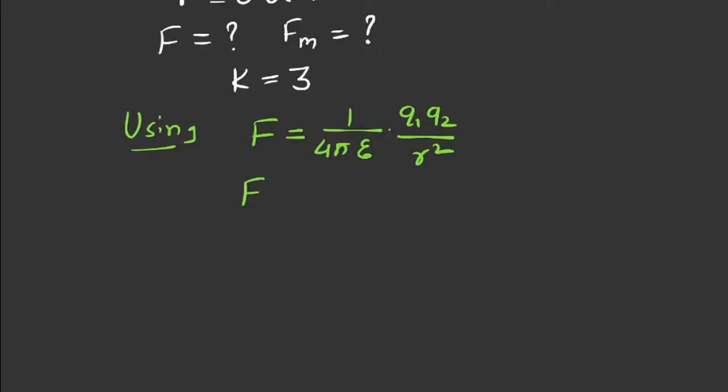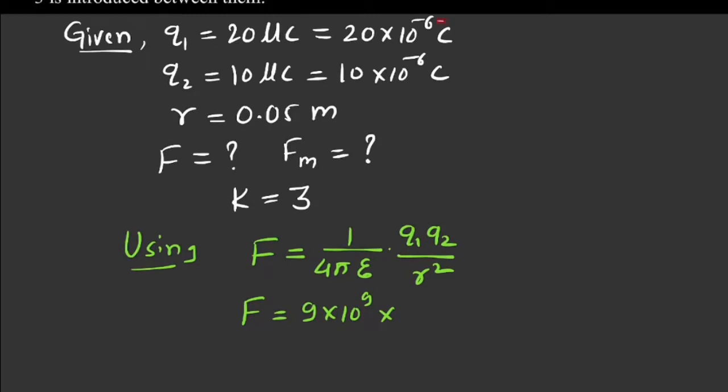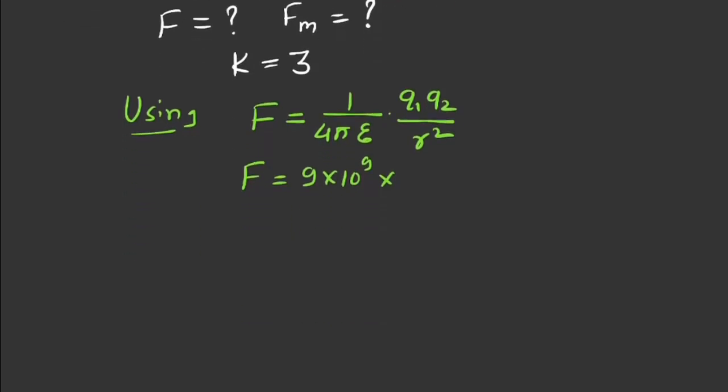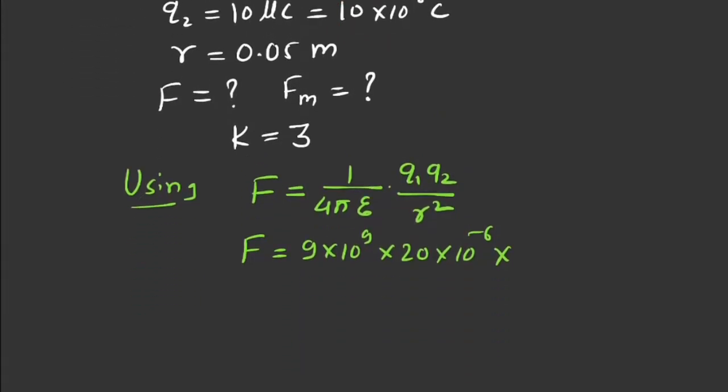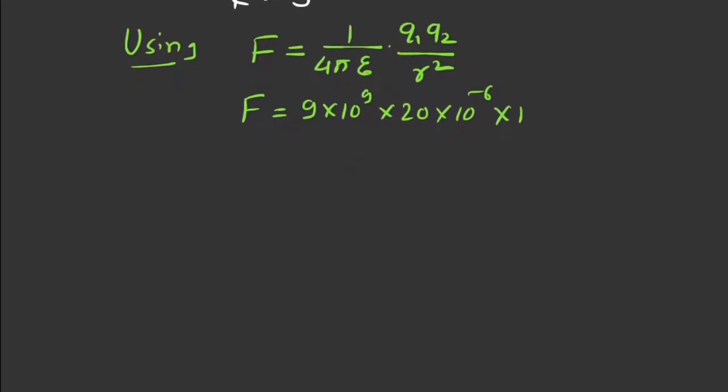Now let us calculate. What is the value of 1 divided by 4 pi epsilon naught for air? It is approximately 9 into 10 to the power 9, into Q1. Q1 is 20 into 10 to the power minus 6, so let us put that value, into Q2. Q2 is 10 into 10 to the power minus 6, isn't it? Let us put that also: 10 into 10 to the power minus 6, whole divided by, now what is the value of R?